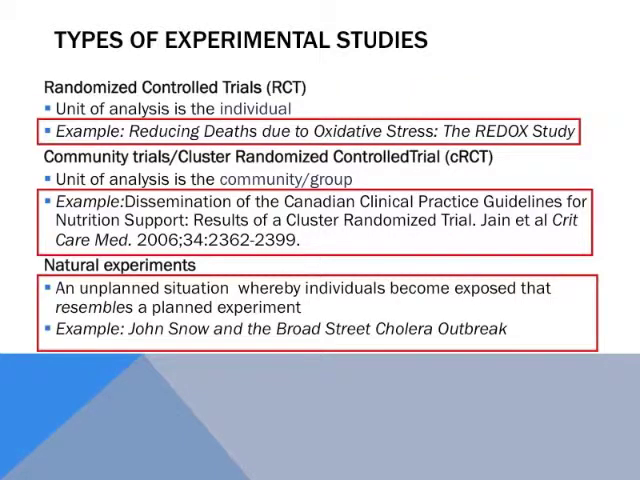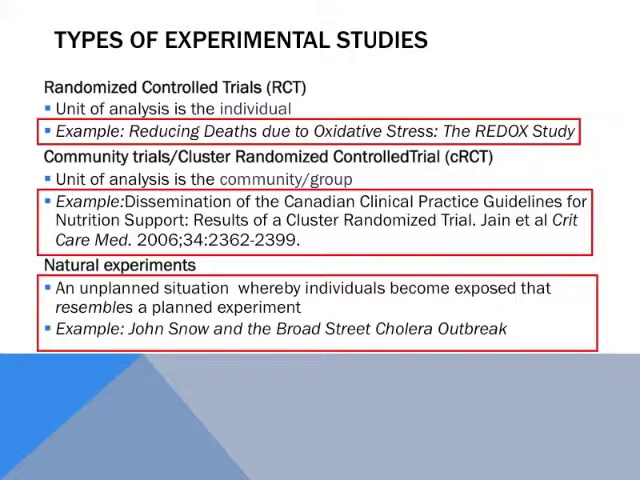There are three types of experimental study designs, most commonly the randomized controlled trial, and we will focus on this design for the rest of the lecture. In RCTs, the unit of analysis is the individual, but sometimes this is not practical, or the intervention is a group-level intervention. For example, the study of the dissemination of the Canadian Critical Care Nutrition Guidelines involved a multifaceted educational strategy targeting staff working in intensive care units.